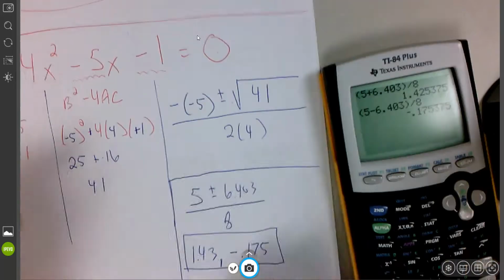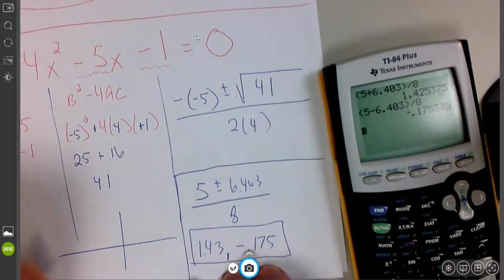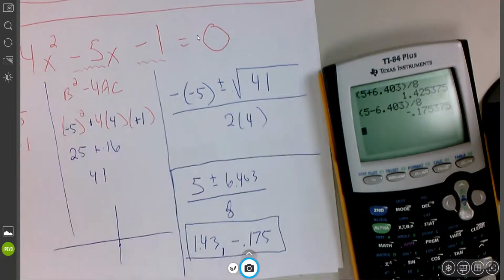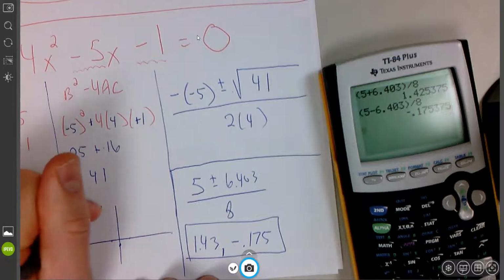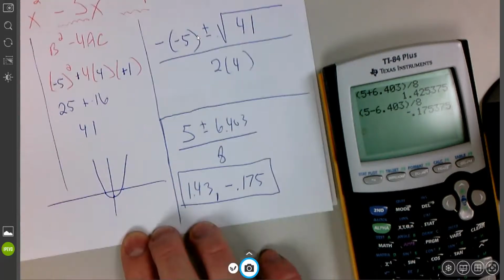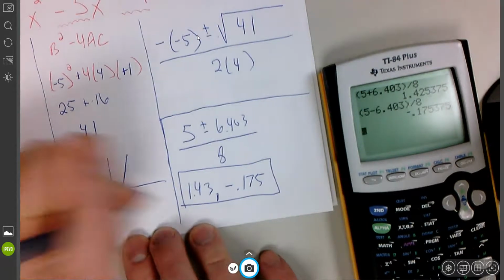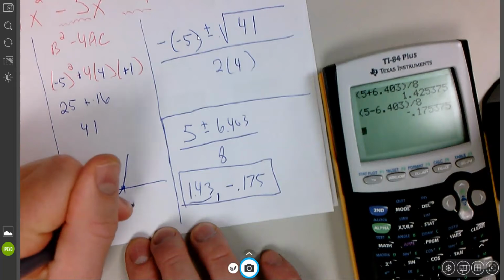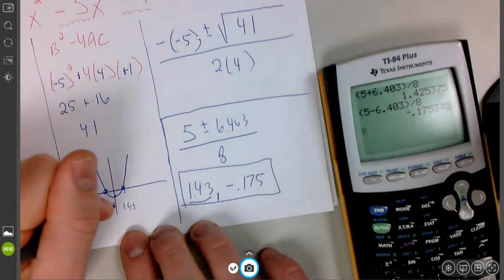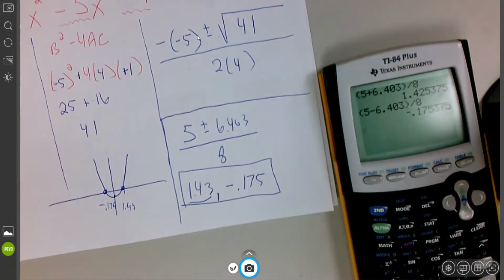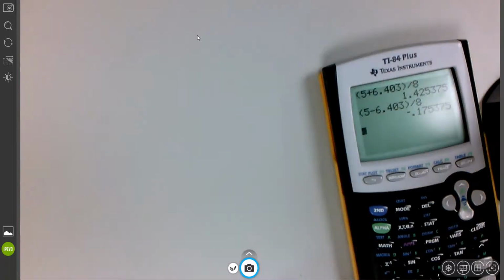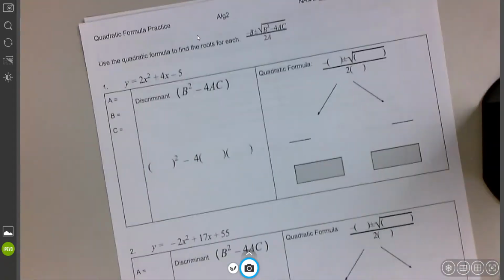Okay? Remember what's happening here. This is a happy face that has this and this. It looks like this. We're asking what are the x-intercepts. They're right here. One's at 1.43 and one's at negative 0.175. That's what we're doing. We're finding the x-intercepts. Awesome. Let's get your worksheet out. Let's do the first one together, and then the rest of them are for you to do.